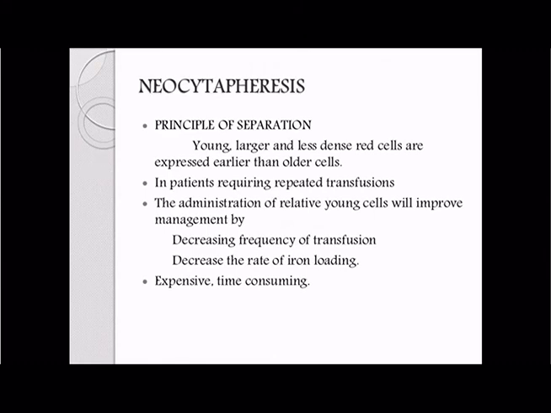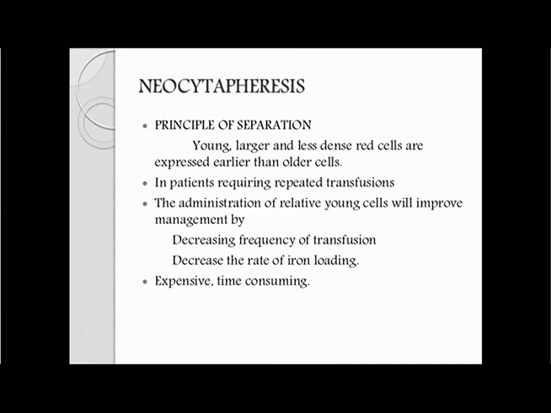Next, moving on to neocytopheresis. Neocytopheresis involves neocytes, that is young RBCs, and they are larger, less dense, and hence can be separated from the old red blood cells. These neocytes have longer cell survival and are indicated in patients requiring repeated transfusion. Example, thalassemia major.